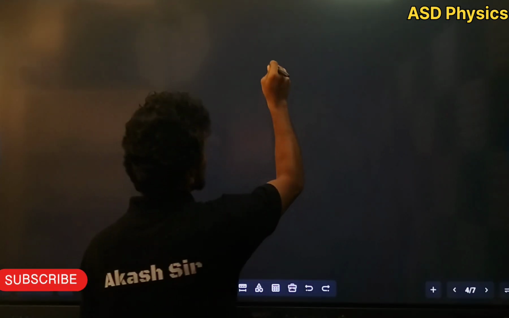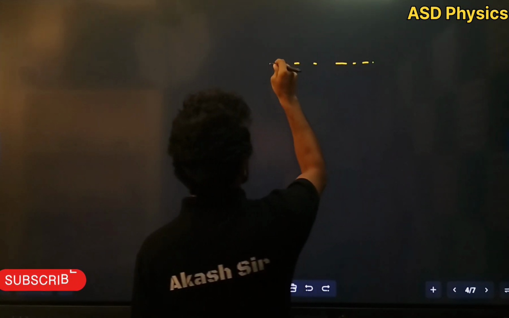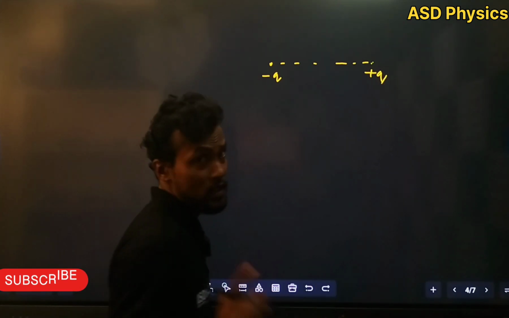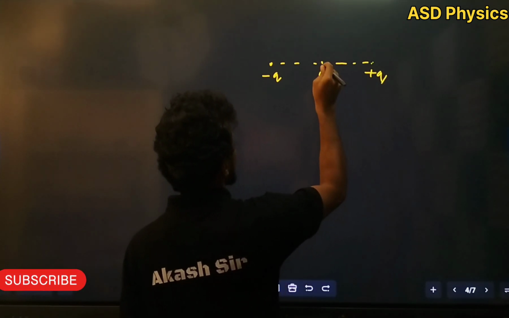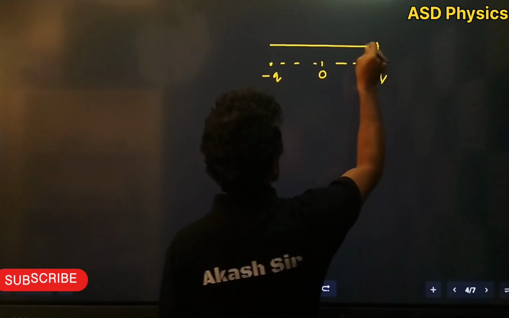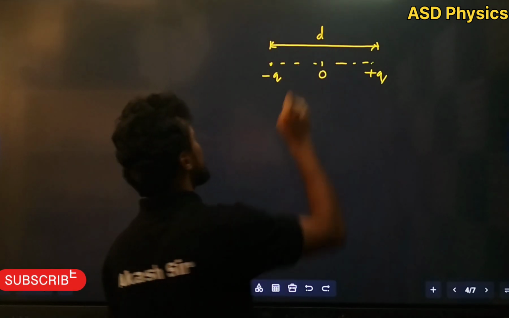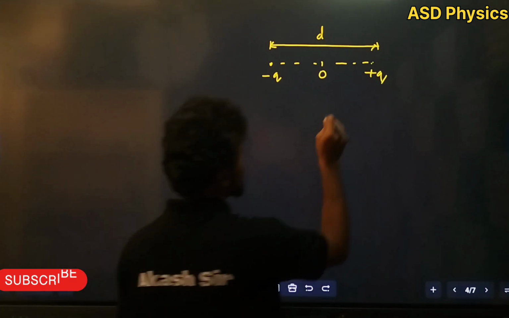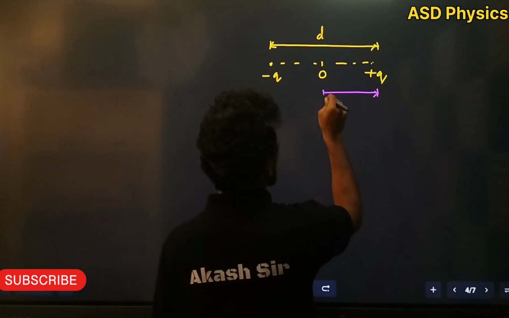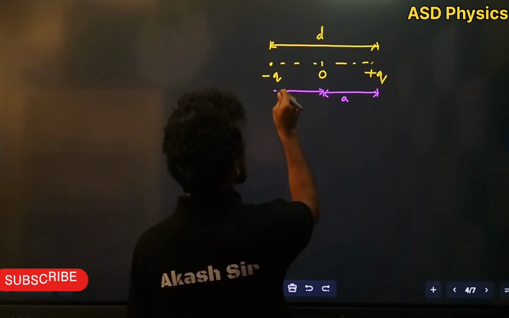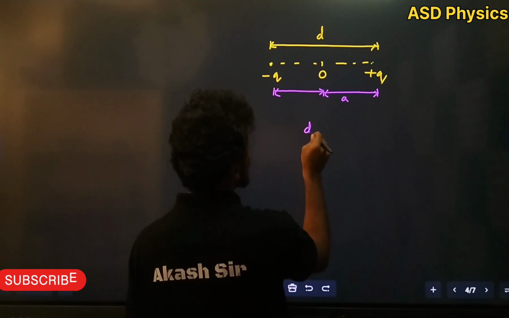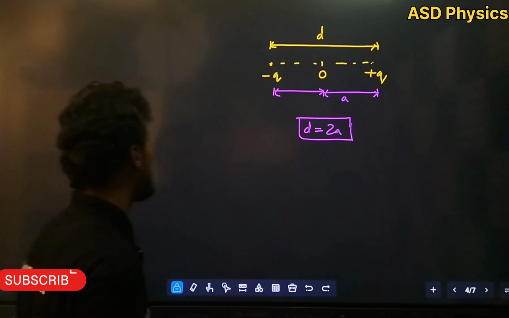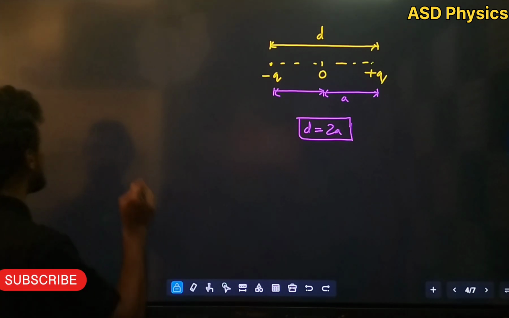As I told, students, see please, I have taken here the charge minus q and here charge plus q, and this is the center of the dipole O. Normally the distance between the charges of the dipole is d, but whenever we are doing the derivation, we will use the center to charge distances, and this distance will be a and this distance will be also a. And by seeing the diagram you can see very well d equal to 2a. Is it?